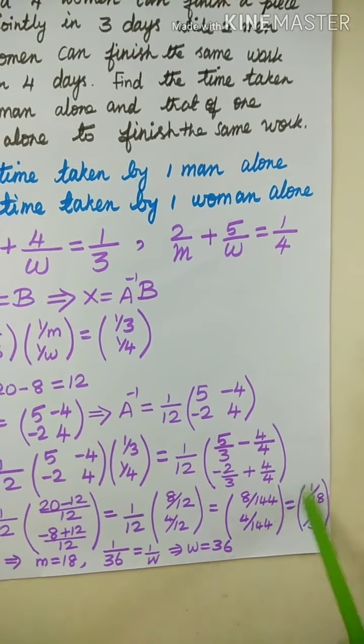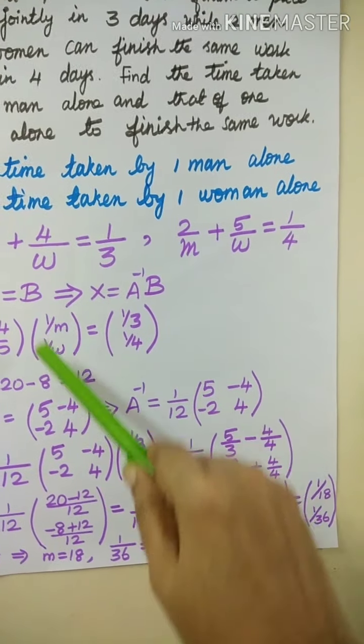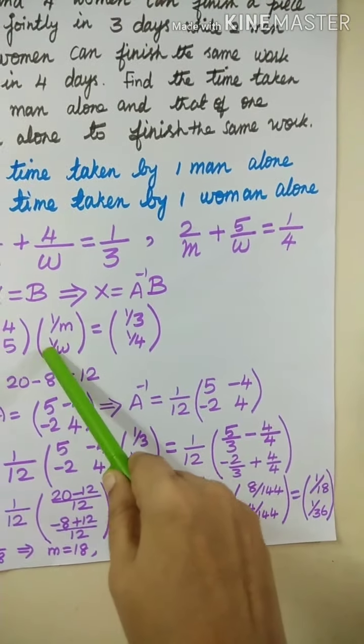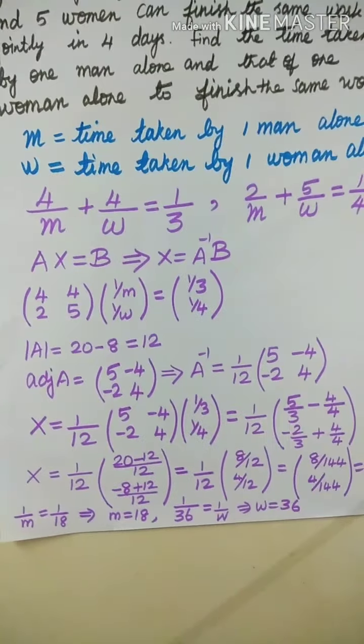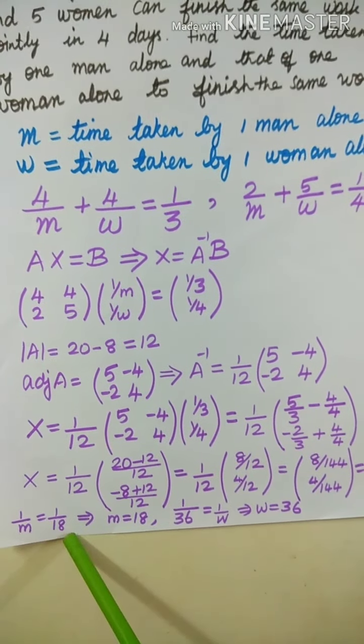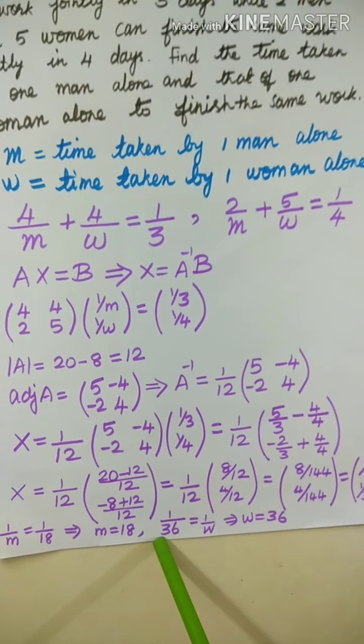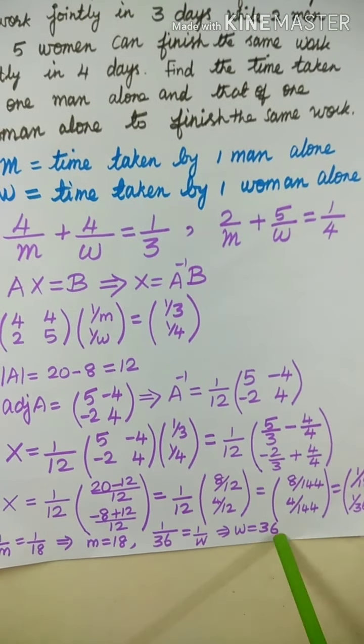Compare this with the variables 1 by m and 1 by w. 1 by m represents 1 by 18, and 1 by w represents 1 by 36. So 1 by m is 1 by 18 means m is equal to 18. 1 by w is 1 by 36 means w is equal to 36.